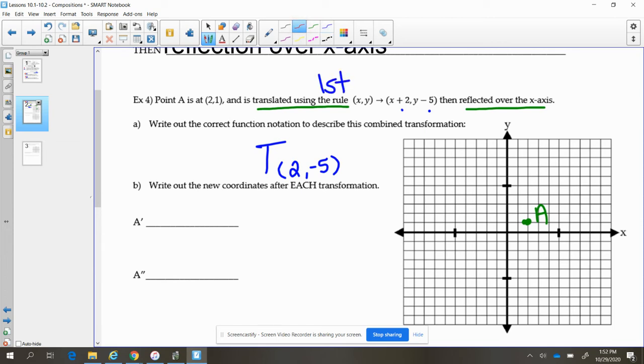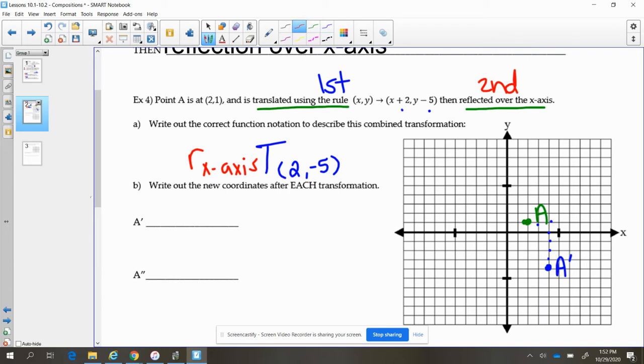So it's going to go to the right, and then our reflection over the x-axis is what's coming second. So little r to represent that, and then over the x-axis would be our next piece here. So what we need to do first to our original point A is starting at 2, 1, we need to move to the right 2 and down 1, 2, 3, 4, 5, so that we end up over here at 4, -4 is A prime.